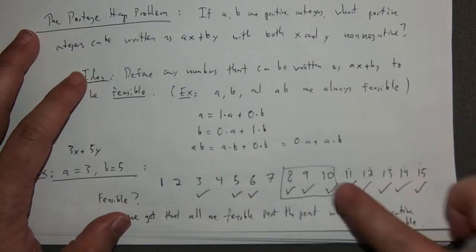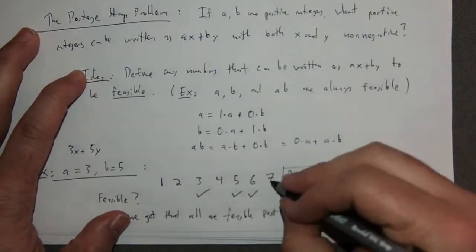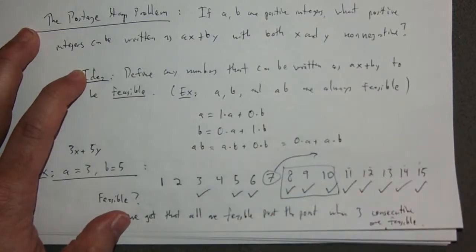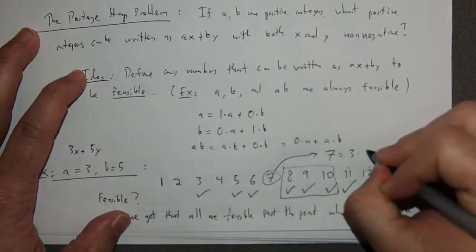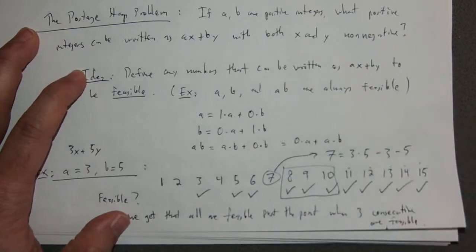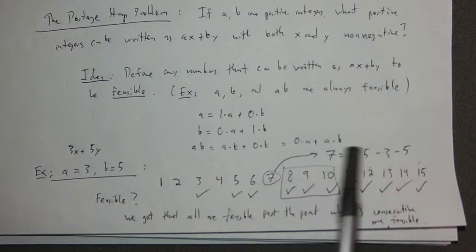So note in this case that 7, our largest non-feasible integer, can be written as 3 times 5 minus 3 minus 5. So it's 15 minus 8, right? 15 minus 8 is 7. Okay, remember the integers we use are 3 and 5. So the largest non-feasible integer could be expressed in this way.